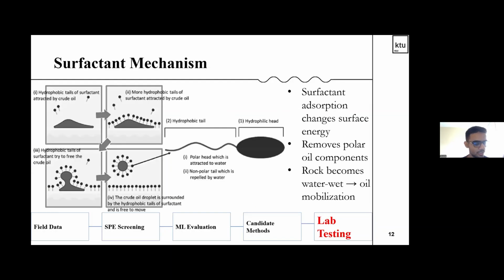So how does the surfactant work? Surfactant molecules adsorb on the rock surface and modify the surface energy. They remove polar oil components that are binding to the rock surface in the oil-wet state. Once the rock becomes water wet, the water can imbibe naturally into the pore space, mobilize and release trapped oil.